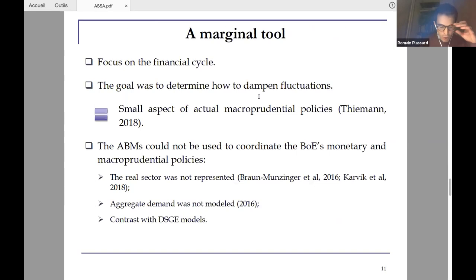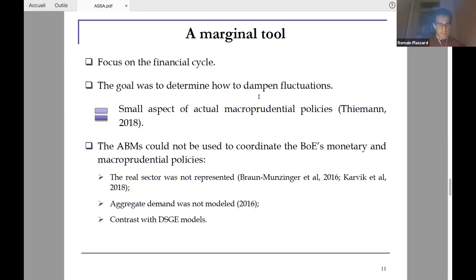But let me be more precise. In my article, I analyze how agent-based models are used, I analyze their structure, and I analyze their main properties. And my conclusion is that so far, agent-based models have been a marginal tool at the BOE. Let me explain why. While developing agent-based models, BOE's economists were concerned with the dampening of fluctuations on markets. They were not concerned with the resilience of financial institutions. However, recent work in political science showed that this is the most important aspect of actual macroprudential policies. This is the first reason why I consider that agent-based models are a marginal tool at the Bank of England.